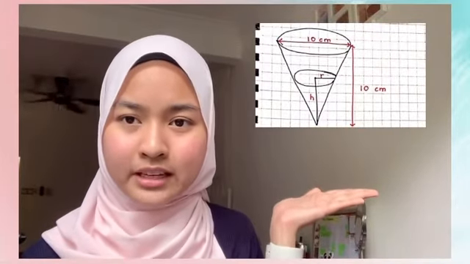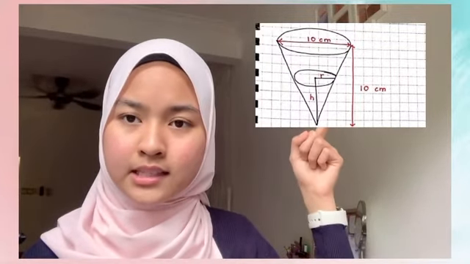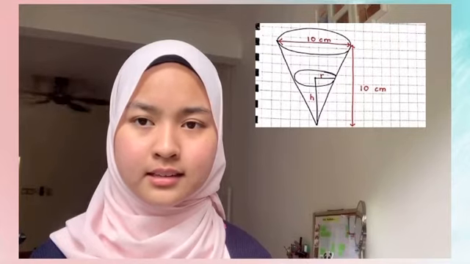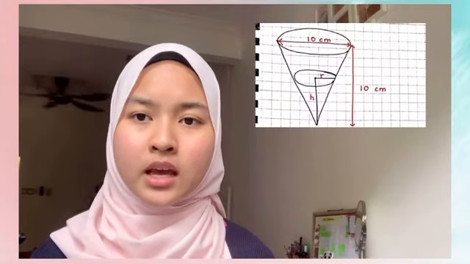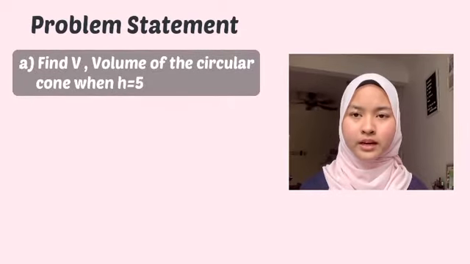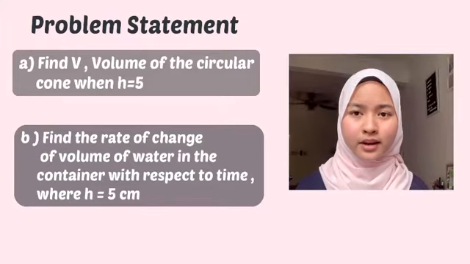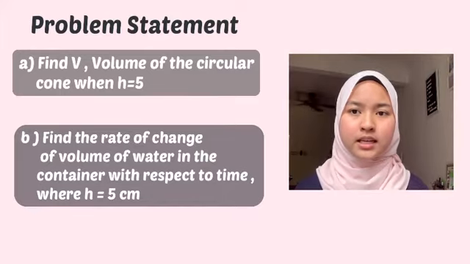The problem that we have is about a container that has the shape of a right circular cone. As shown in the figure above, the height of the container is 10 cm and the opening diameter of the container is also 10 cm. Water in the container is evaporating so that its depth, h, is changing at a constant rate of -3/10 cm per hour. For problem A, we need to find the volume V of the water in the container when h is equal to 5 cm. For question B, we need to find the rate of change of volume in the container with respect to time when h is equal to 5 cm.